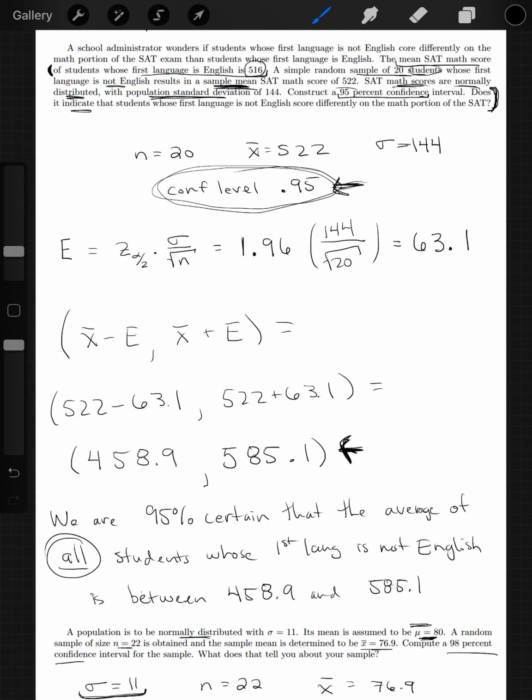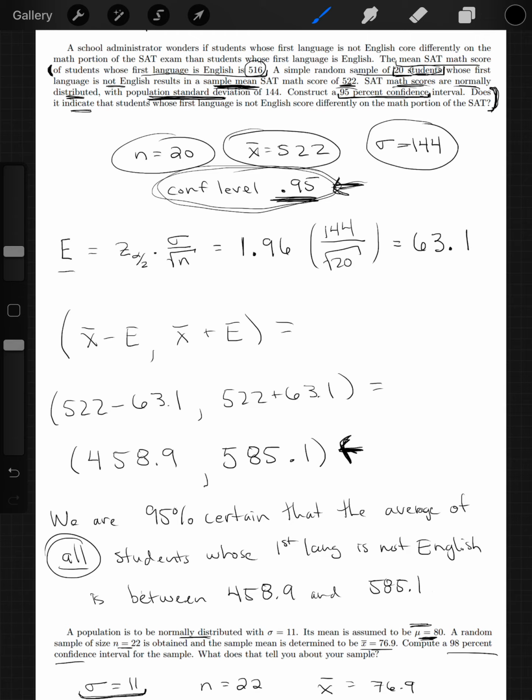But we have a random sample of 20 students, right? This right here is where we get n equals 20 from. The sample mean, as we see here, is 522. That's where we get x bar from. And the population standard deviation is 144, and that's where we get sigma from. And then this last sentence, construct a 95% confidence interval, tells us that our confidence level is 0.95.